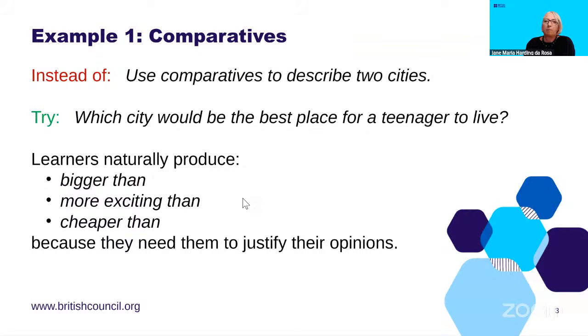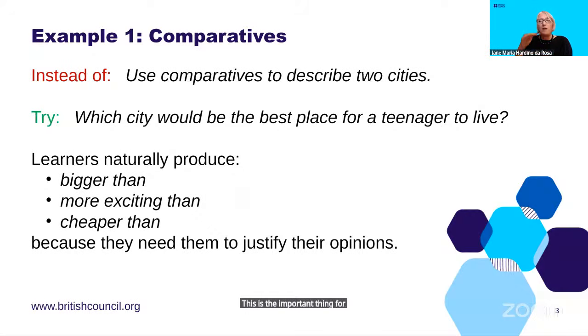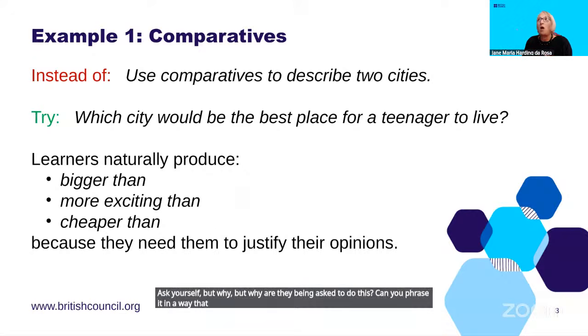So let's have a look at some examples. We've got comparatives, and I've seen these tasks in course books, and I'm sure you have. Use comparatives to describe 2 cities. But why? Why do they need to describe 2 cities? This is the important thing for you as a teacher. If you see a task like this, ask yourself, but why? But why are they being asked to do this? Can you phrase it in a way that makes it more genuine, gives it a meaning behind it? And yes, as someone's just put there, to make a real life connection.